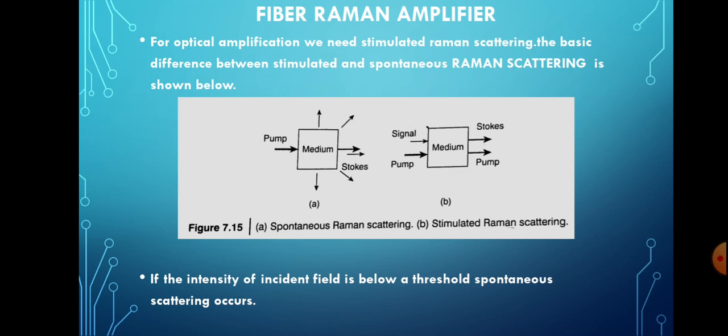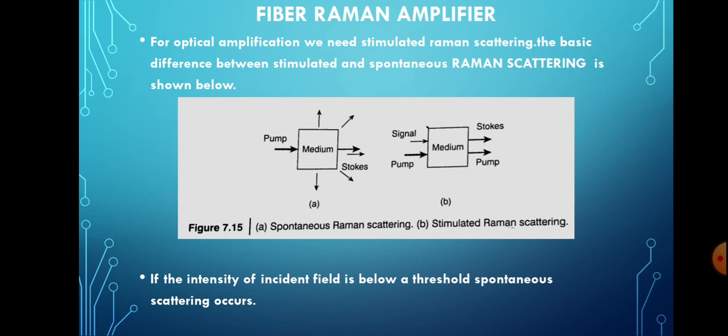Once stimulated Raman scattering takes place in the optical fiber, it will act as an amplifier. So we can call it a fiber Raman amplifier. We have discussed spontaneous Raman scattering, but it is not what takes place in the case of a Raman amplifier. The basic principle of the fiber Raman amplifier, that is, for the optical fiber to act as an amplifier, is that stimulated Raman scattering should take place.